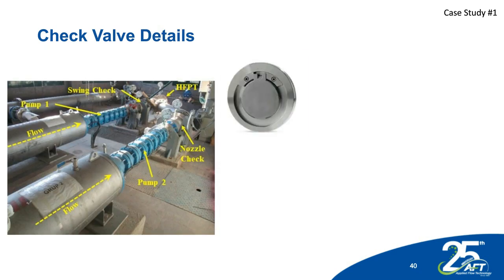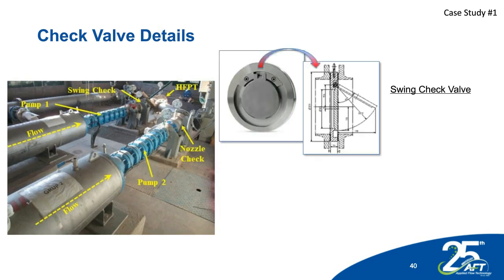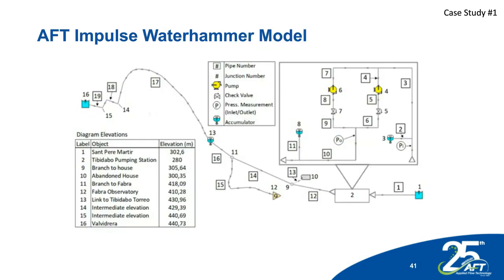There were check valves in the pump station here that you can see on the blue axial pumps on the left, and then one of the pumps had a swing check valve, one had a nozzle check valve. There's a simulation model built with Impulse that looks like we're showing right here. And this is described in this technical paper.